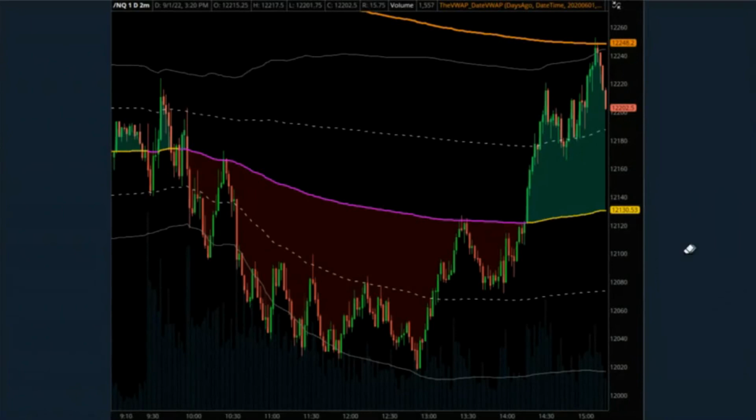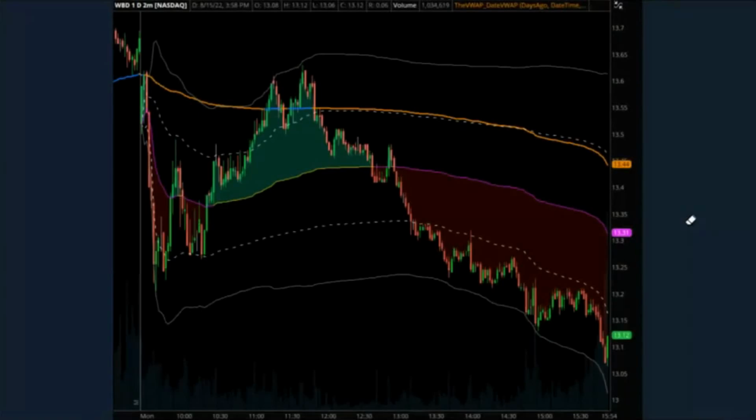Yep. Agreed. All right. The velocity is huge for me. I want to see velocity and speed in a move in the tape and in the orders. I want to see just instant confirmation at VWAP. I want to see them respect VWAP.